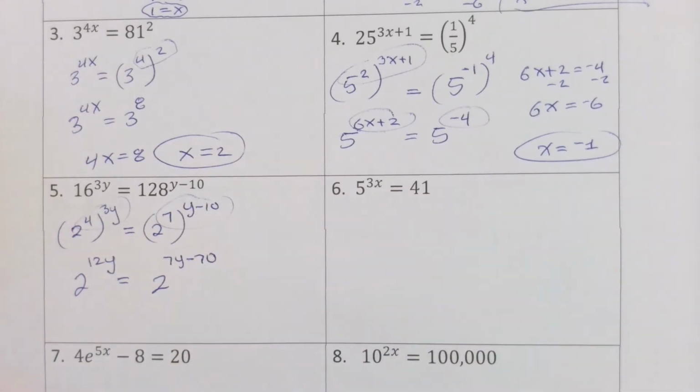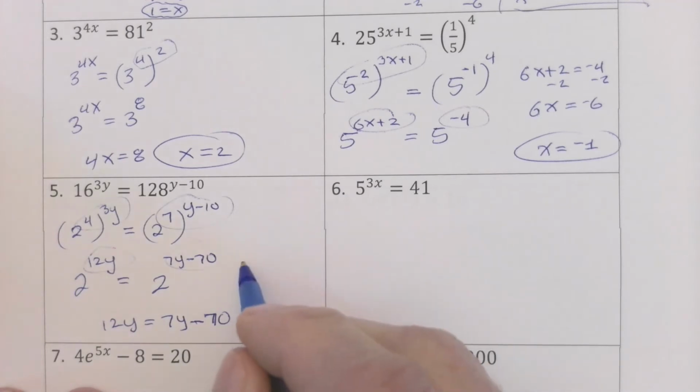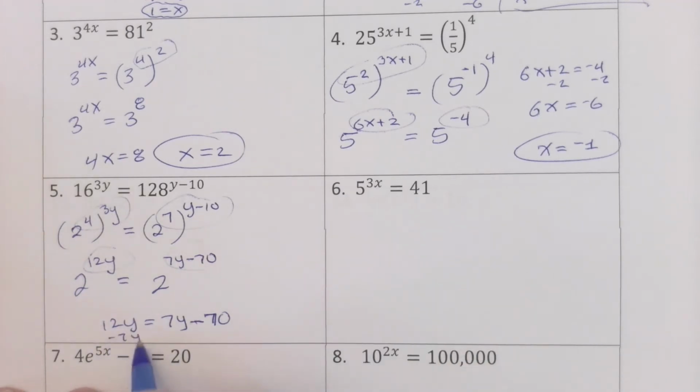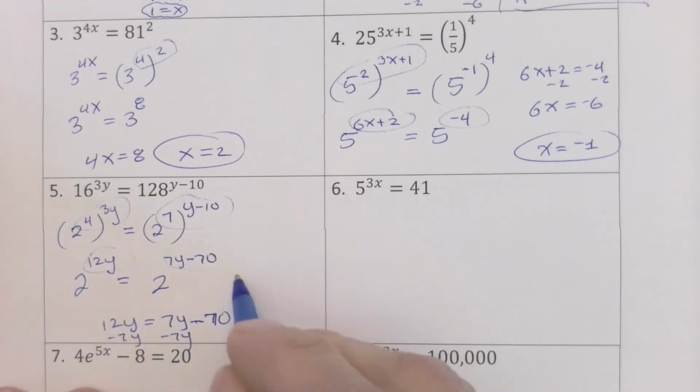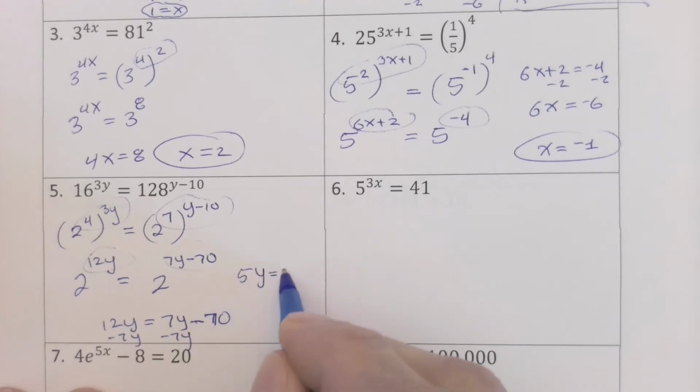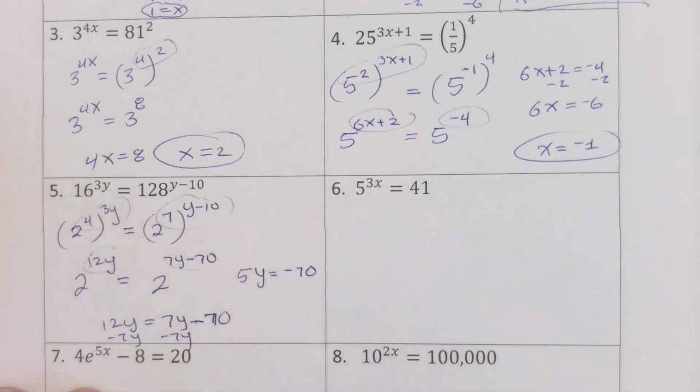Now we have equal powers with equal bases. You can set these equal and then just do some simple solving of a linear equation. I'm going to subtract 7y on both sides. So subtract 7y, subtract 7y. You've got 5y equals negative 70. And then all you have to do is divide both sides by 5. And you're going to get y equals negative 14.